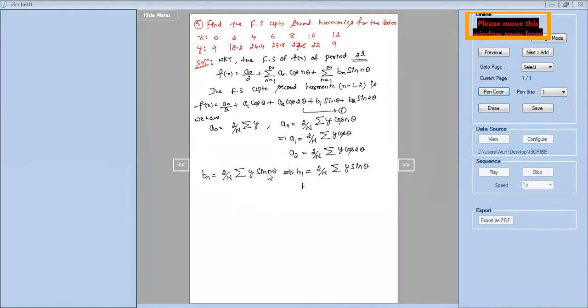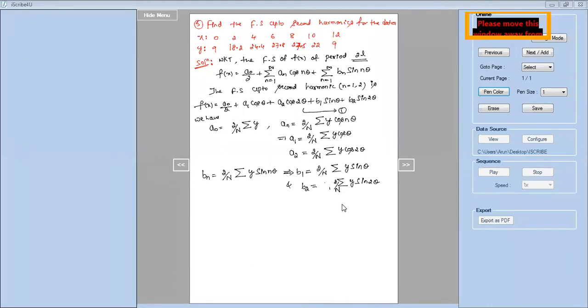And B2 equals 2 by capital letter N, summation y sine 2 theta. Right. So this is the formula for B2. So I got the expressions for A0, A1, A2, B1, B2. Using this, let me calculate.